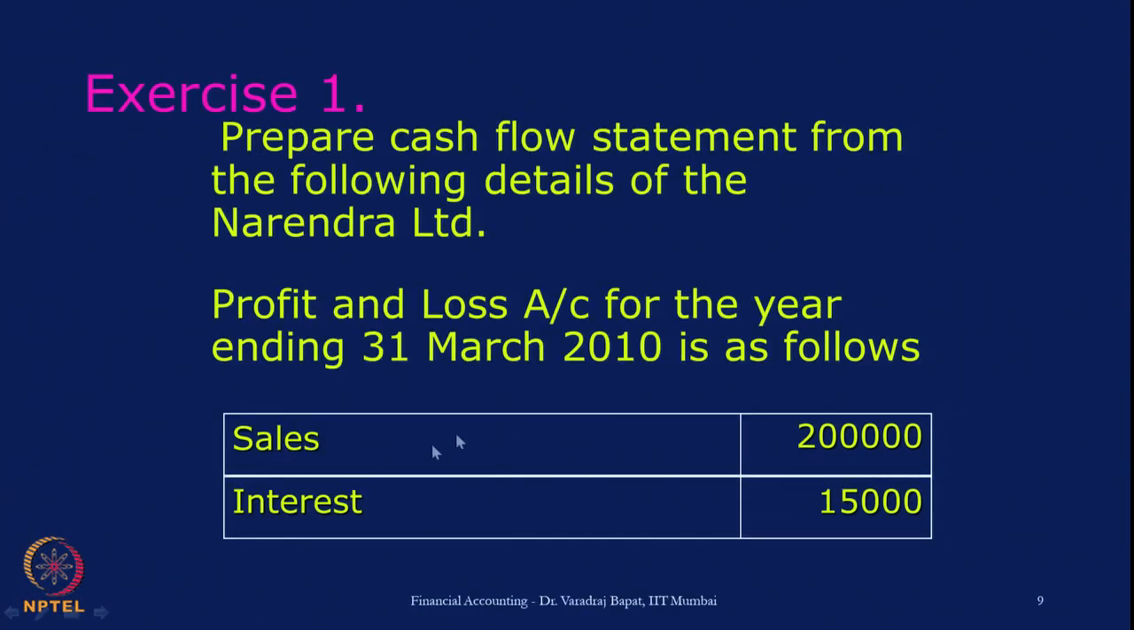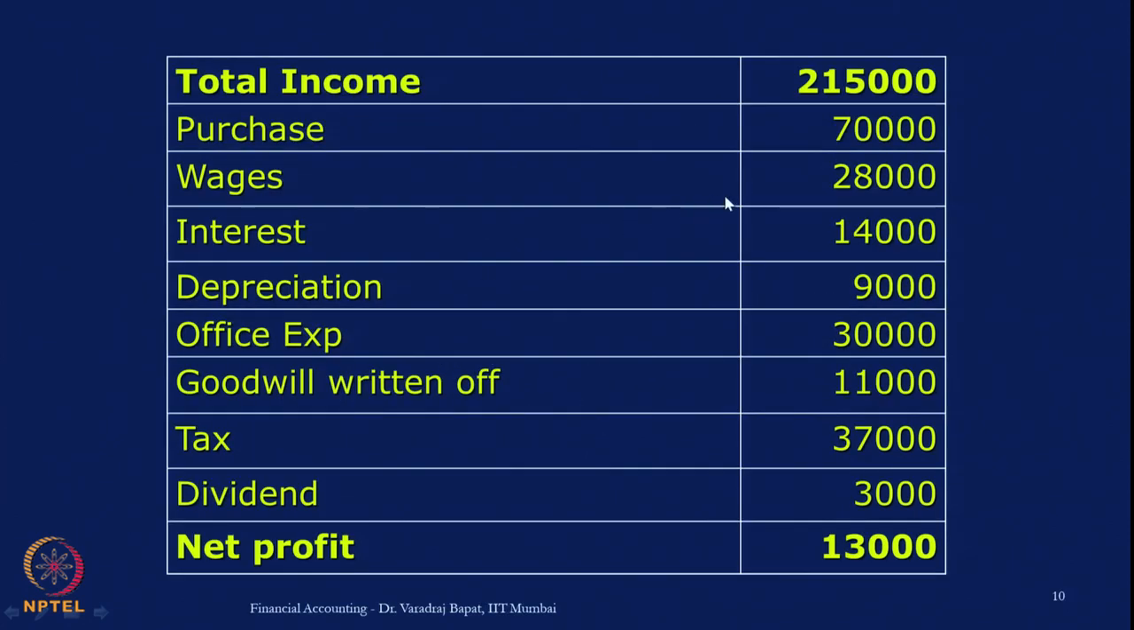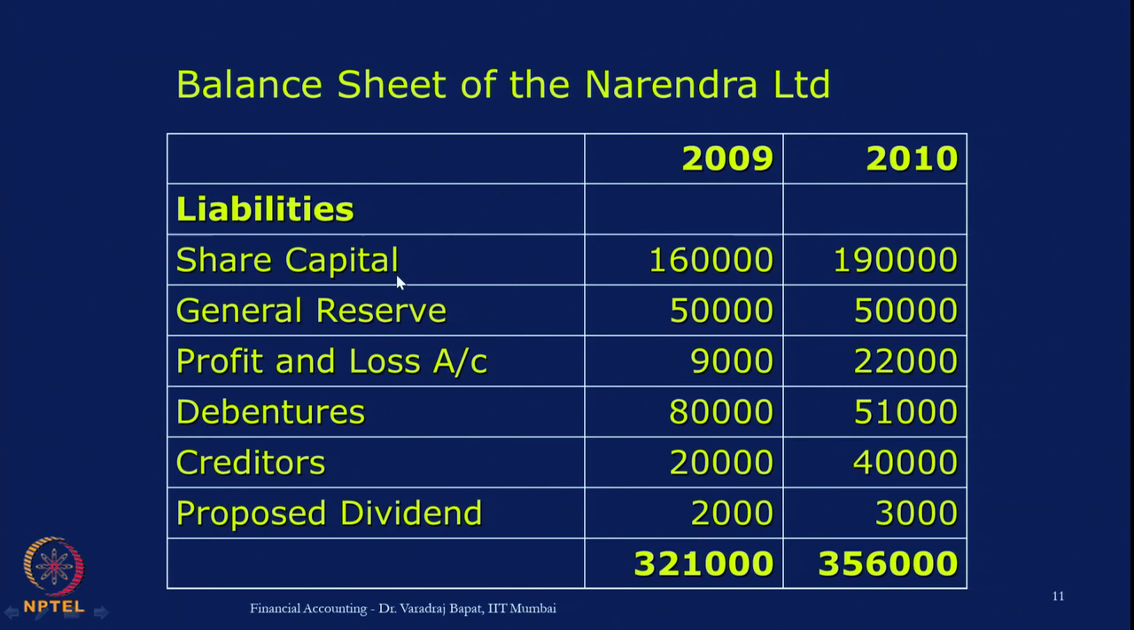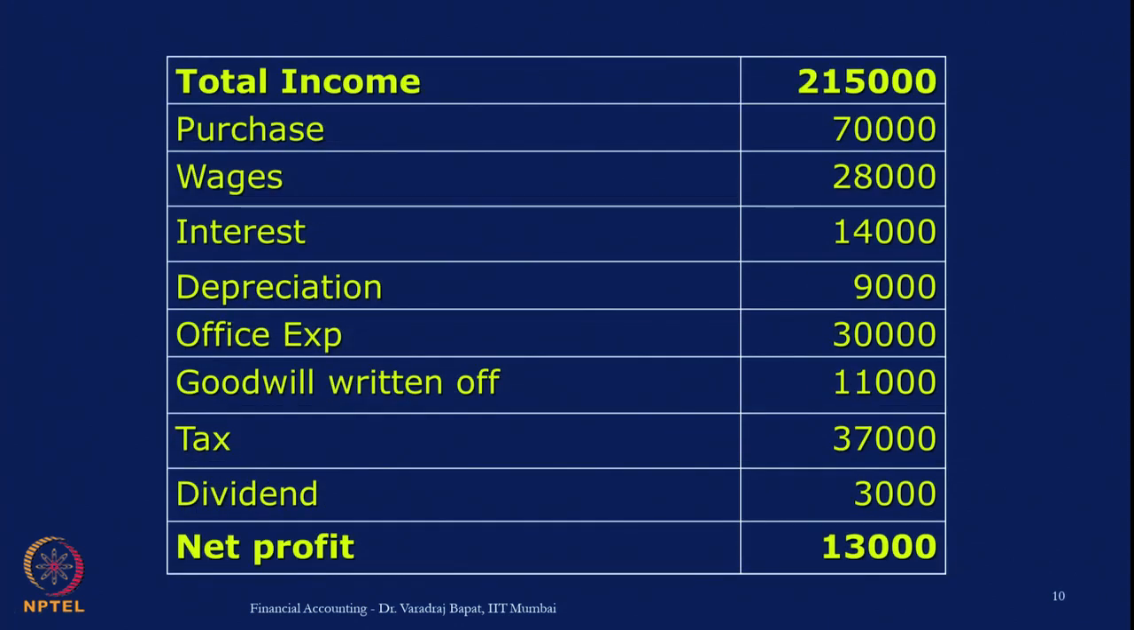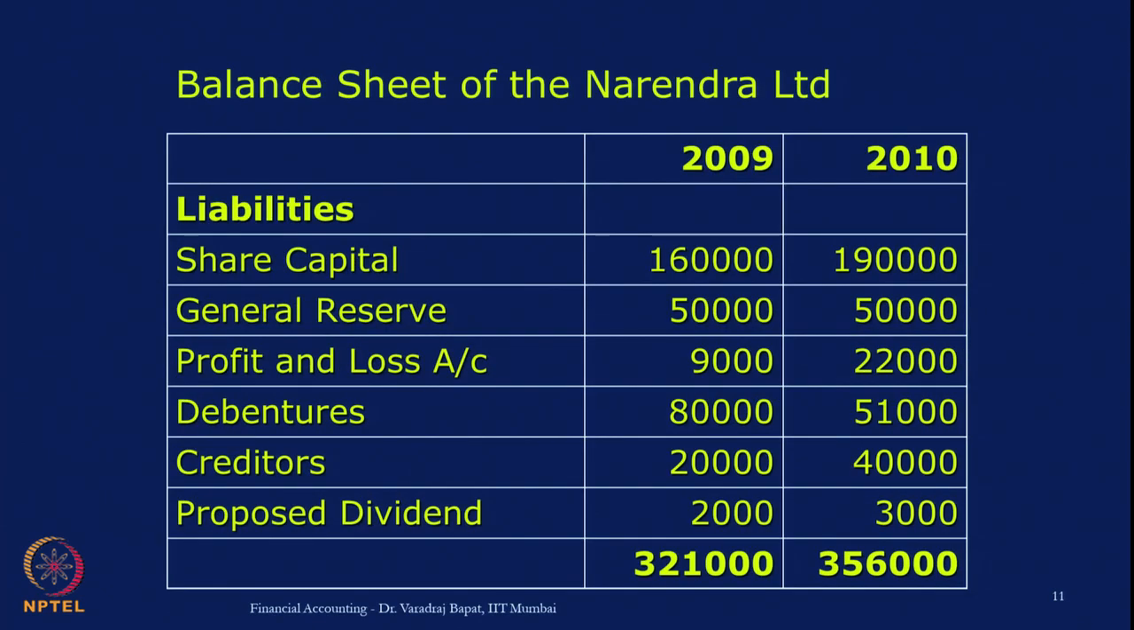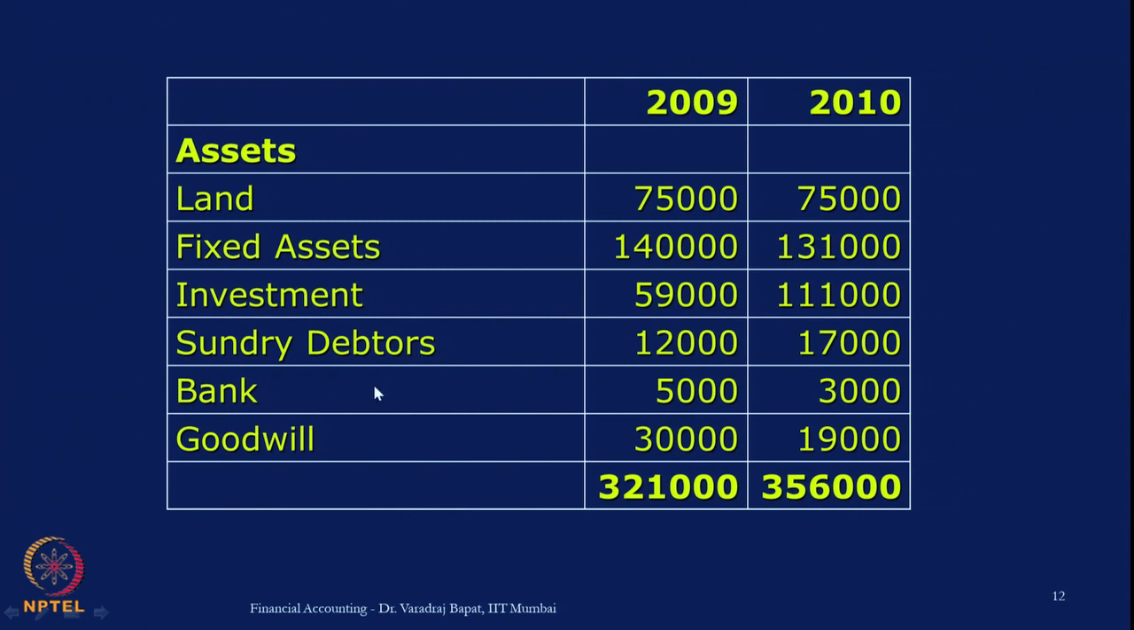We are given a profit and loss account. So, sales and interests are given, that is a total income of 2,15,000. Then various expenses are given like purchases, wages, interest, depreciation, office expense, goodwill, tax, dividend. So, you get net profit. Then opening and closing balance sheet is given. Okay, so, liability side is given to you, then the asset side is given to you. So, you have got P&L at the end of year, then opening balance sheet and closing balance sheet. With this much information, we have been asked to prepare cash flow statement.